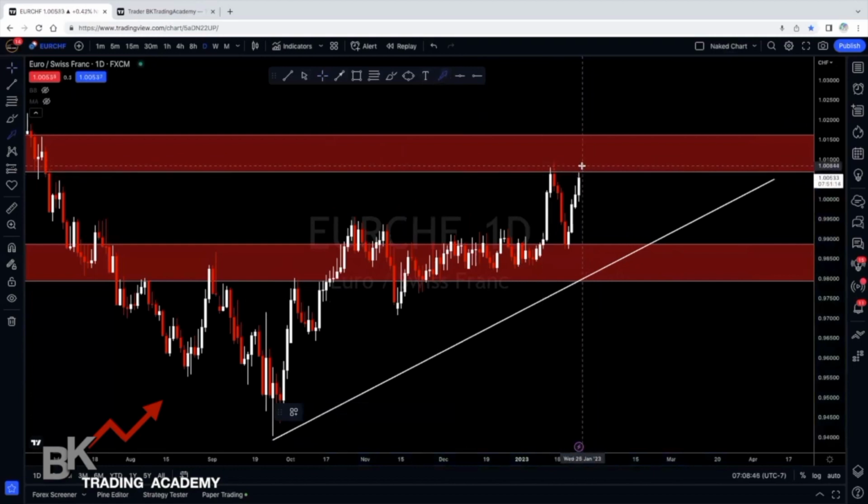So I believe that we're going to see a fall from this level. Right now, I believe our area of opportunity is from resistance at the 1.0070 zone, somewhere around here. Right within that area there, for a move to the downside.